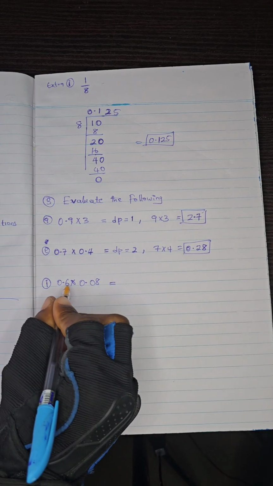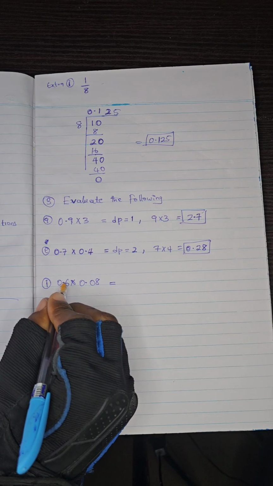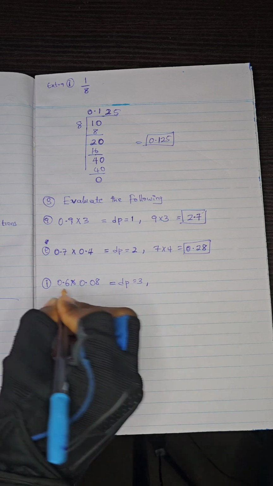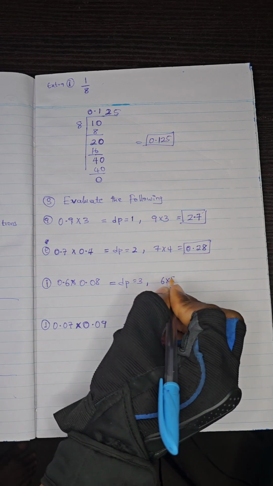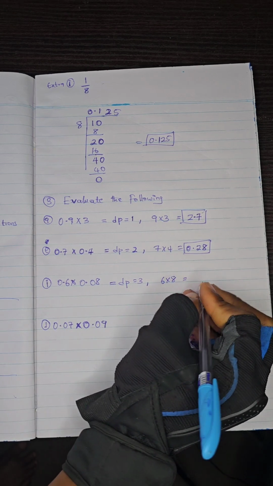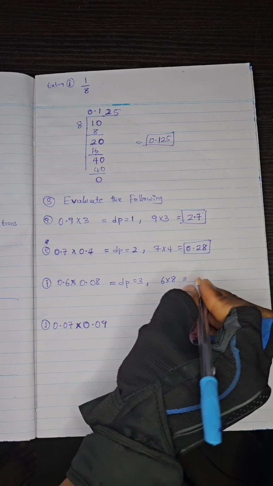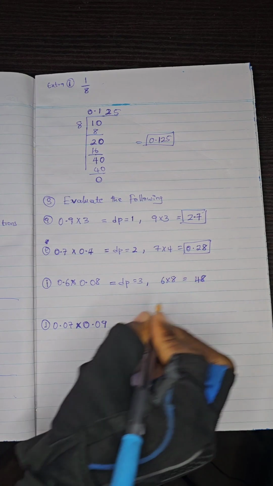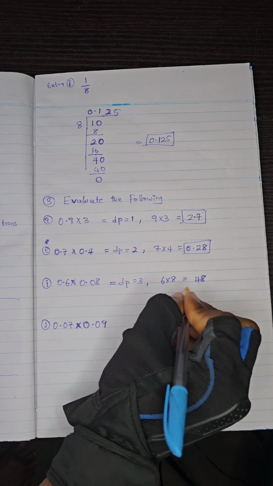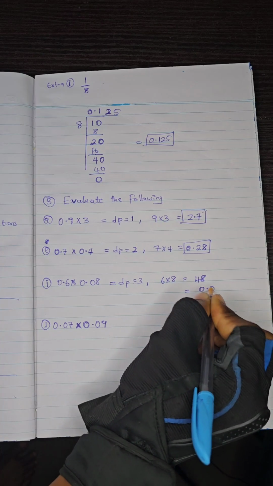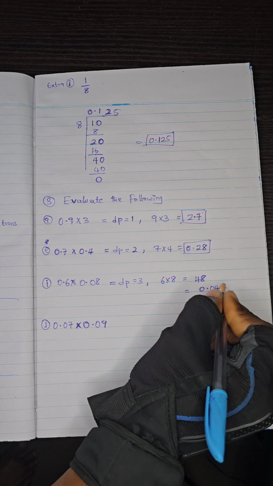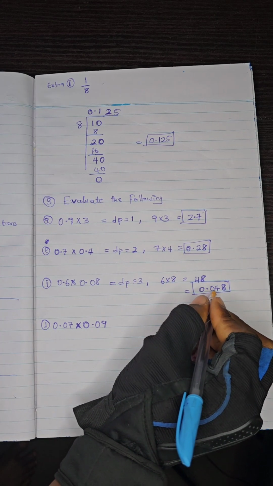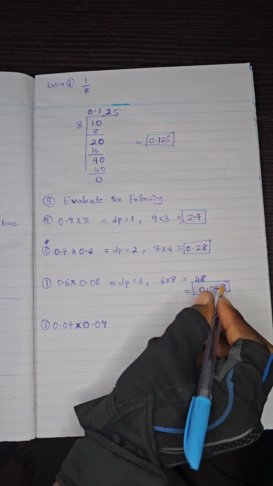In this case, how many do we have here? 3. You see, this is 1, and that is 1, 2. That's 3. So I'll say DP is 3. I'll now solve 6 times 8, which will give me what? 48. To maintain these 3 decimal places, the answer will now be 0.048. You understand? I have to add this 0 to make sure it's complete to 3 decimal places.